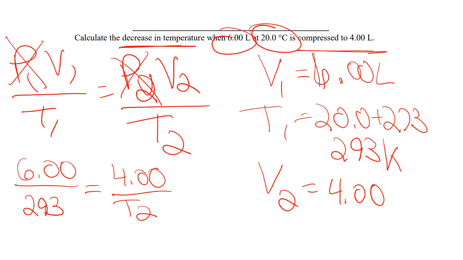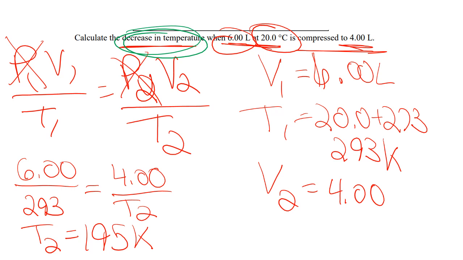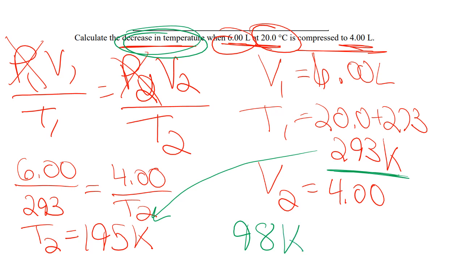To solve this, we can cross multiply and divide, or whatever works for you. 4.00 times 293 divided by 6, and we have 3 sig figs. T2 is going to be 195 K. Now keep in mind, you have to read this carefully: what is the decrease in temperature? So it starts off at 293 and it goes down to 195. So the decrease in temperature is going to be 98 Kelvin.